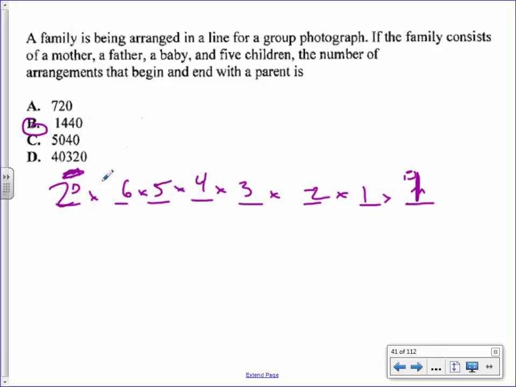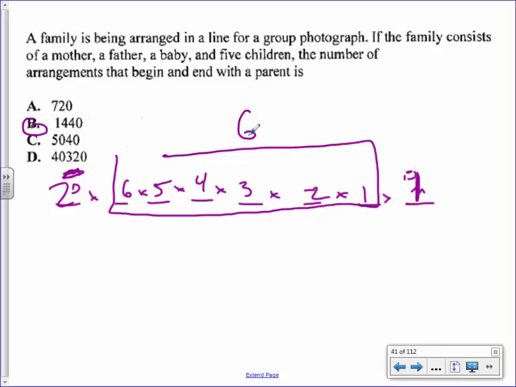If they didn't phrase the answer by actually timesing all these numbers together, here's another way they could have done it. They could have said that all of this information right here was 6 factorial, and they could have then asked you to times by 2, because basically there's a 2 right here, and times by 1 is kind of pointless. So they could have just said 6 factorial times 2. That also would have been the same answer. Still good? No.